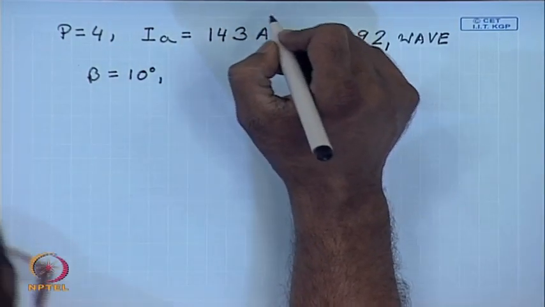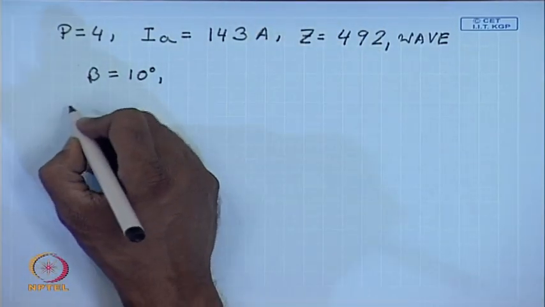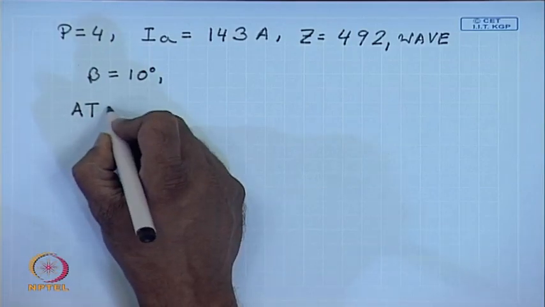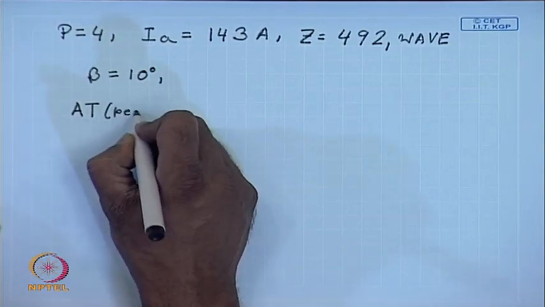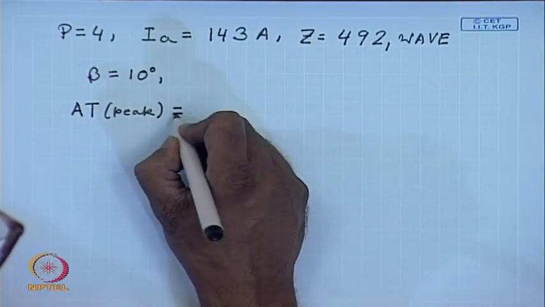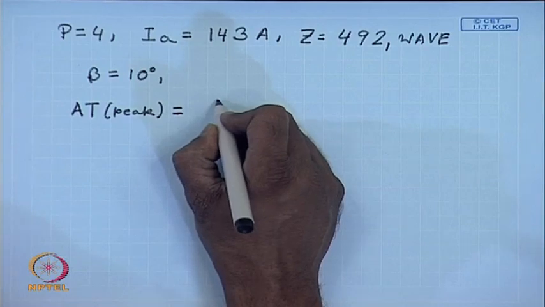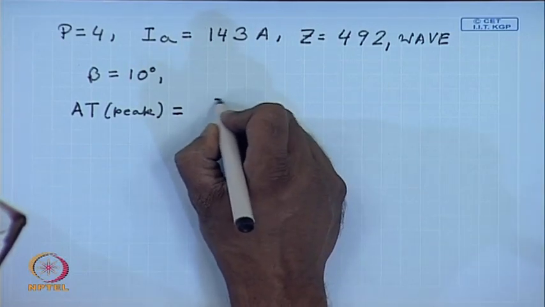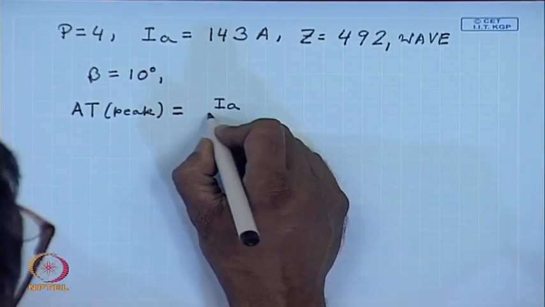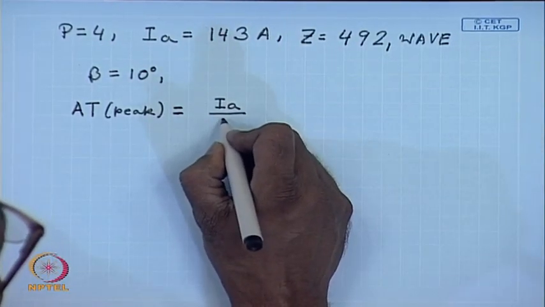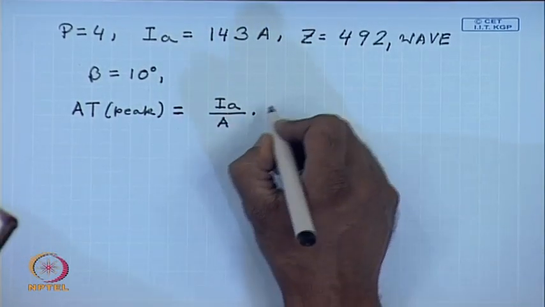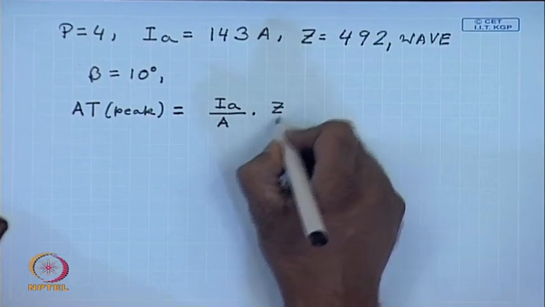We have seen in our previous class that armature reaction flux AT peak is given by IA by A, which is the coil current, into Z by 2P.